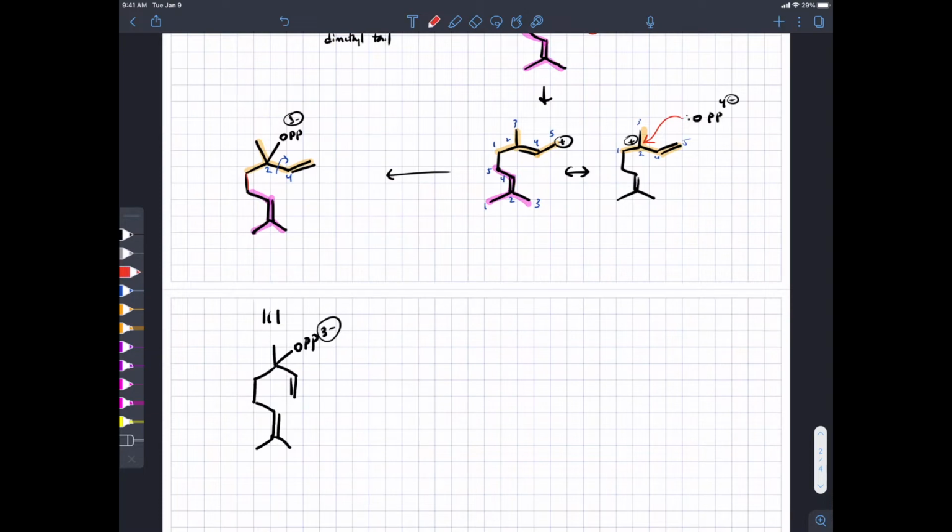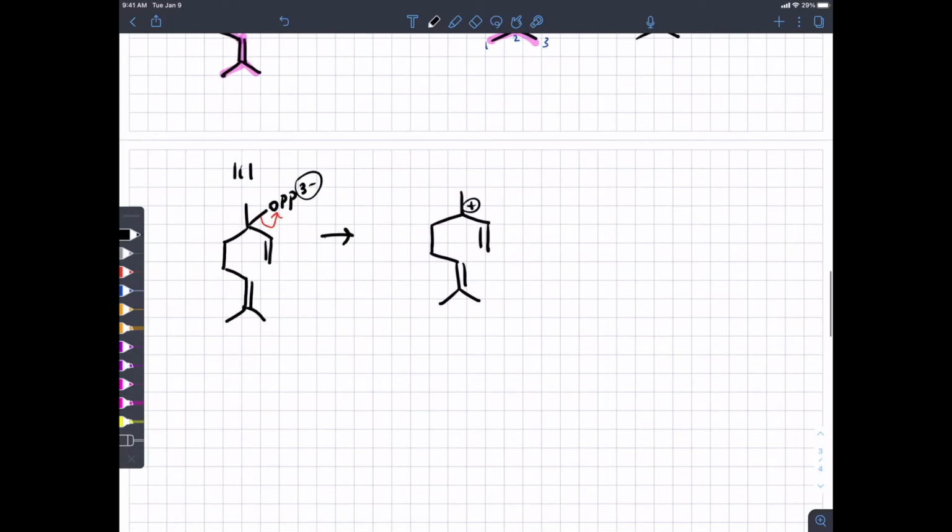And once we're there, the leaving group can leave again. And now we've got everything in the right place for our reaction to occur. I'm going to draw the resonance structure that puts the positive charge on carbon 5 of the orange isoprene unit.